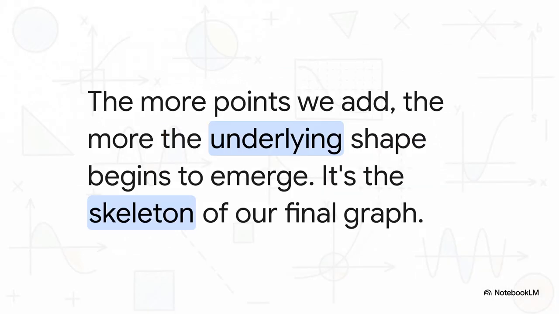And as we do that, just look what happens. The more points we add, the more the hidden shape starts to emerge from the fog. You can clearly see the outline of two distinct curves taking form. It's not just a random collection of dots anymore. We're looking at the skeleton of our final graph.